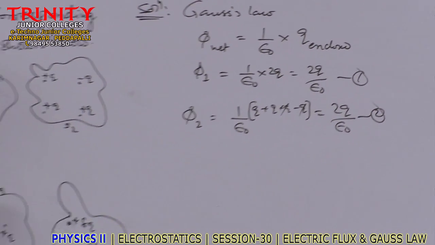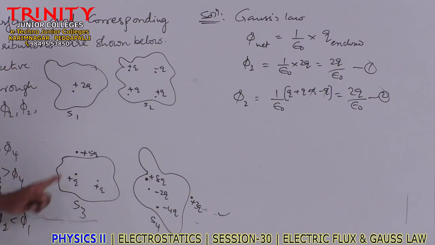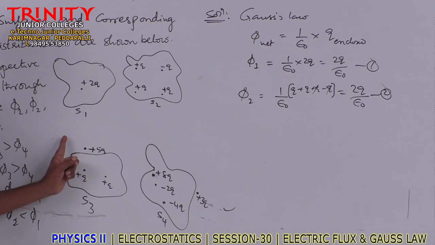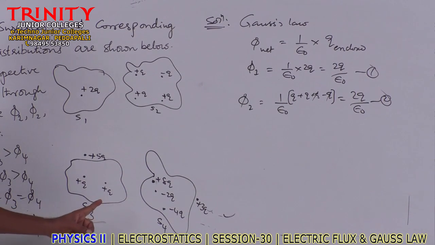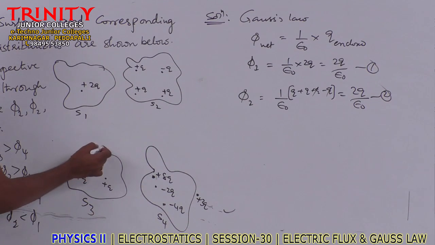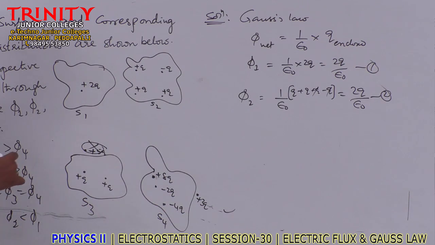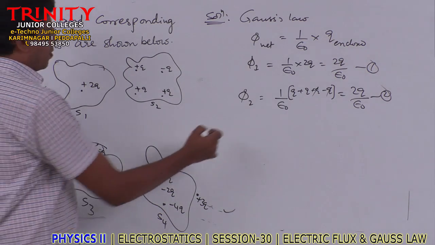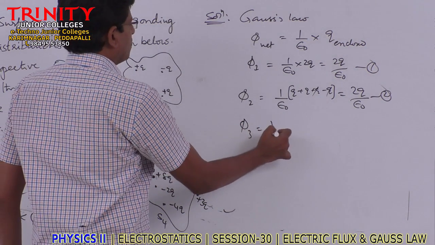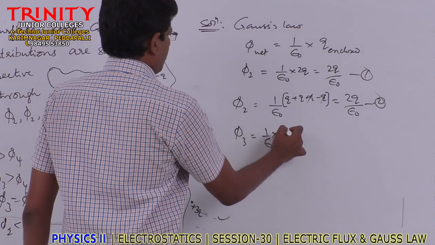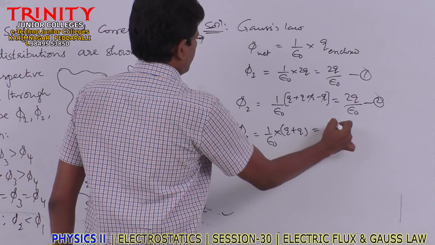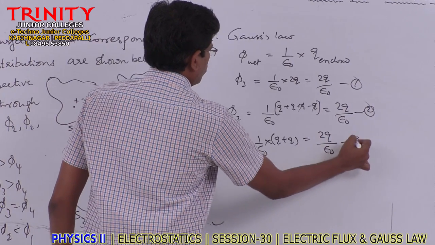Now, what about the third one? See, there is one charge, some charge, that is out of the surface, but Gauss's law says charge enclosed by the surface. Therefore, we need not consider this charge. This is out of question, isn't it? So, therefore, phi 3: the charge enclosed is q plus q, that is also 2q by epsilon naught.